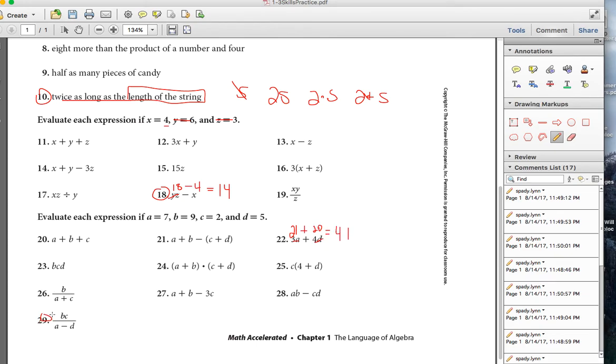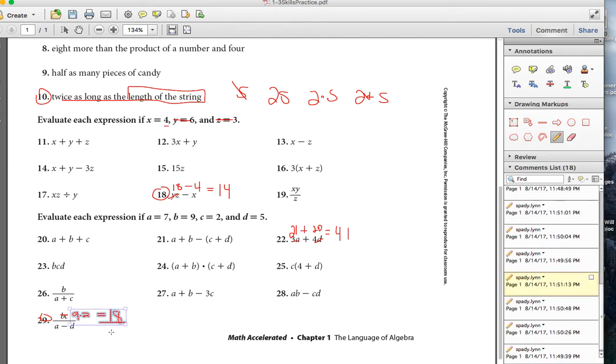Let's do 29. BC means b times c. So that's 9 times 2, and not 92, but 9 times 2. 9 times 2 is equal to 18. In the denominator, a minus d, 7 minus 5. 7 minus 5 is equal to 2, and 18 divided by 2 is equal to 9.